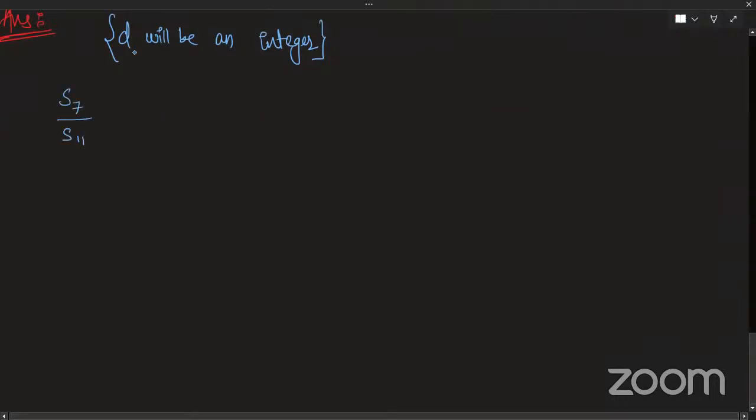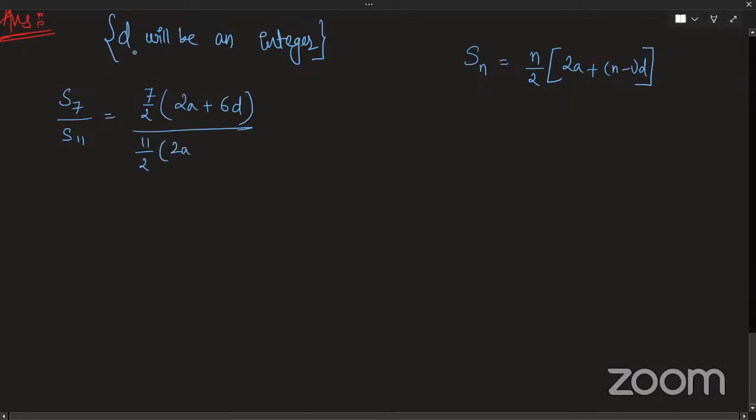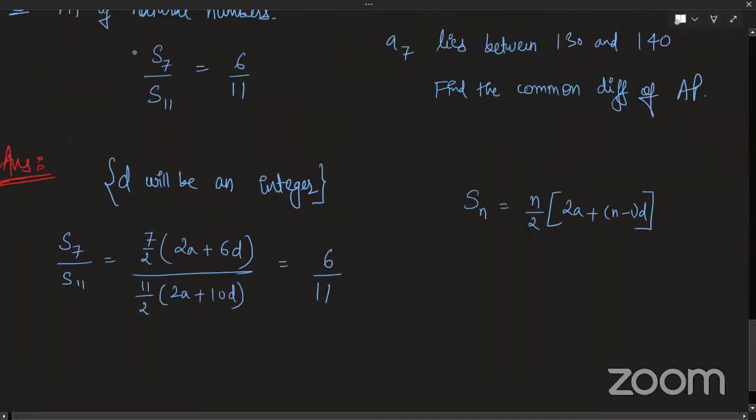Can you tell me what is the formula of Sn in an AP? n by 2 into 2a plus (n minus 1) into d. Correct. So S7 will be 7 by 2 into (2a plus 6d), divided by 11 by 2 into (2a plus 10d). And this is equal to 6 by 11, which is given to me.